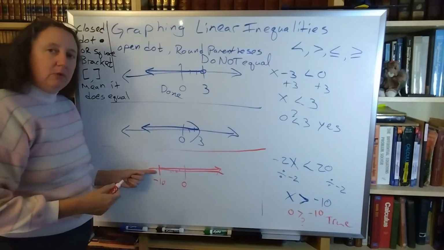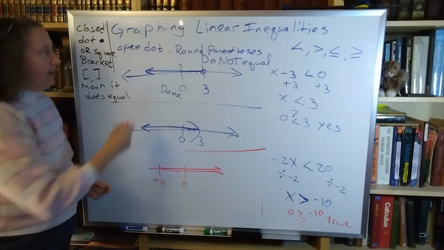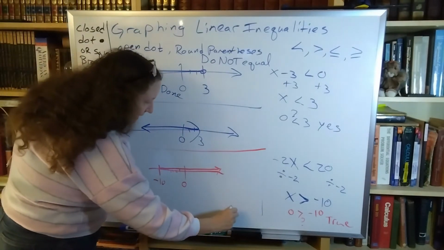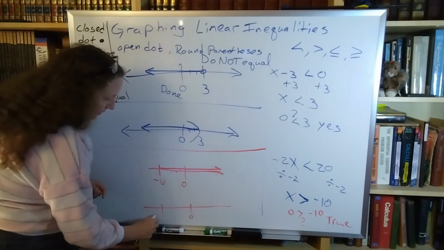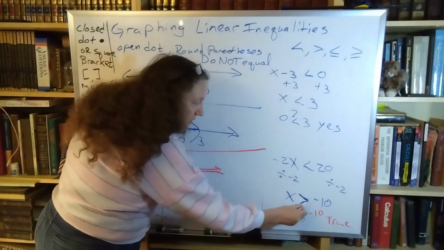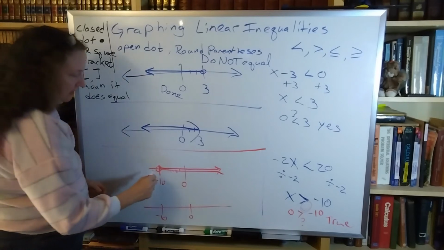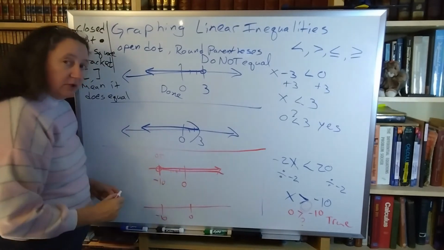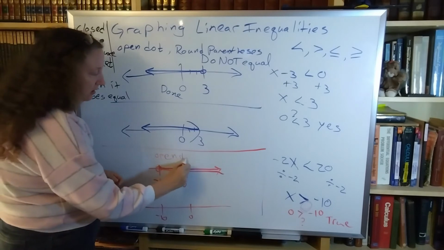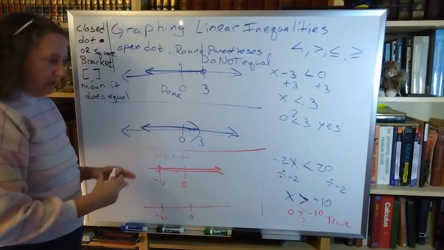Now I have to figure out what symbol I am going to use here. Am I going to use my parentheses or my brackets? Am I going to use my dot? Is it going to be open or closed? So I'm going to do it both with parentheses, brackets, and with dots. So we have 0, we have negative 10. First, with the dots, it does not equal. There's no equal to sign there. So I put an open dot. And if it helps for your teacher to figure out what you're talking about, then write open dot. That way there's no confusion over whether that's supposed to be a filled in dot or an open empty dot.